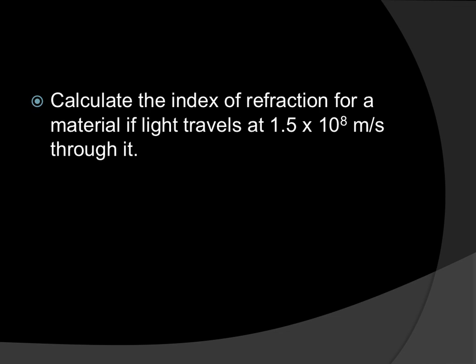So let's calculate the index of refraction for a material if light travels at 1.5 times 10 to the 8th meters per second through it. This is a WTF style problem. So let's take a look at what's being offered. First question is, what does the problem want? Okay, it wants index of refraction. So n equals question mark. That's what we don't know.